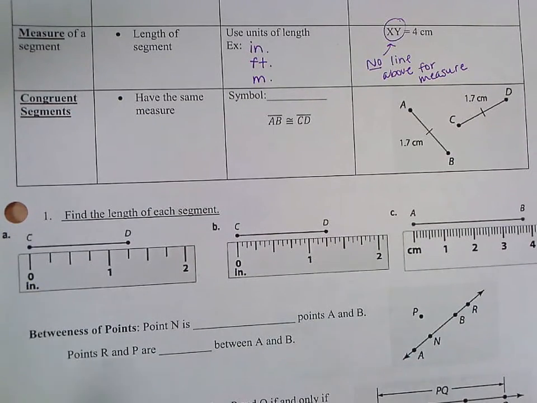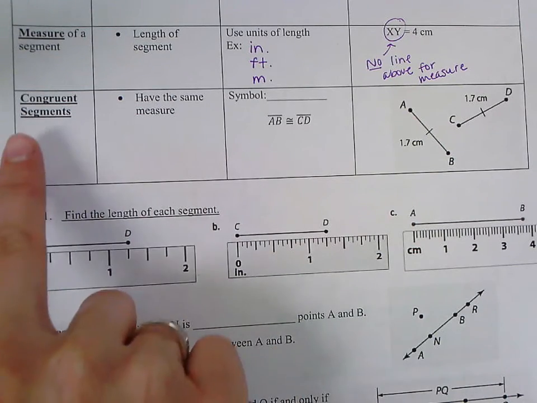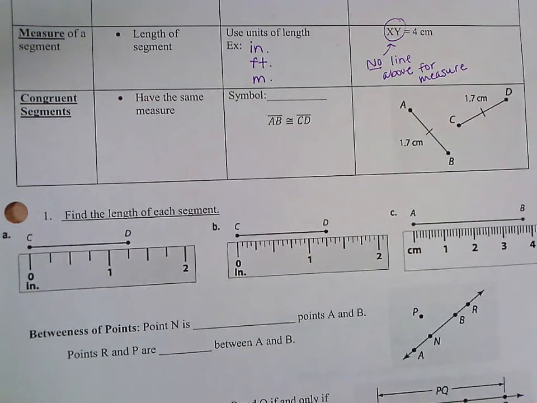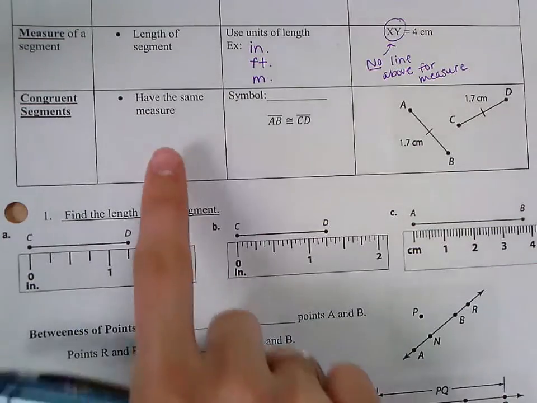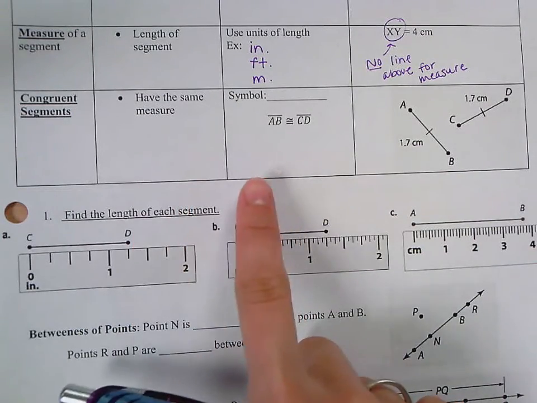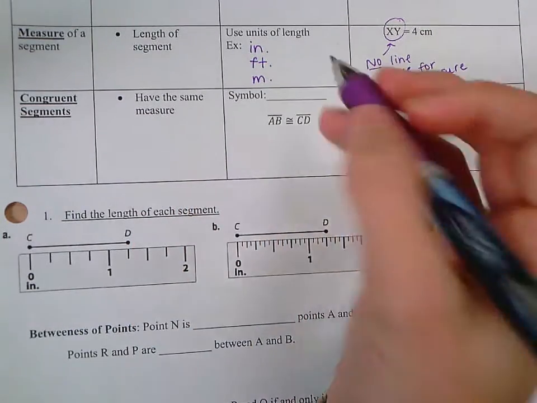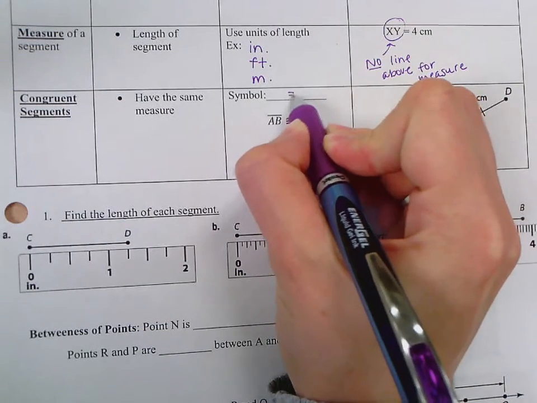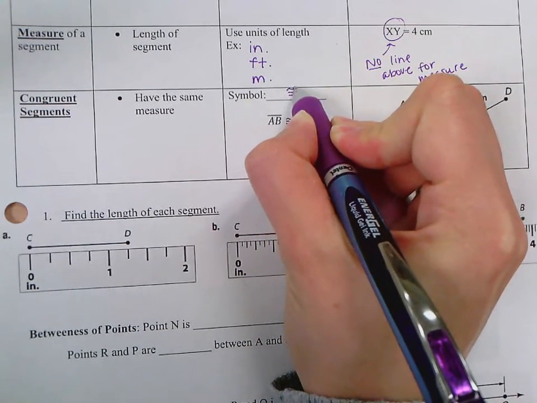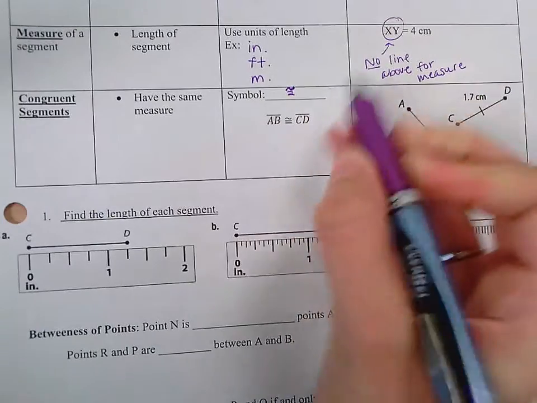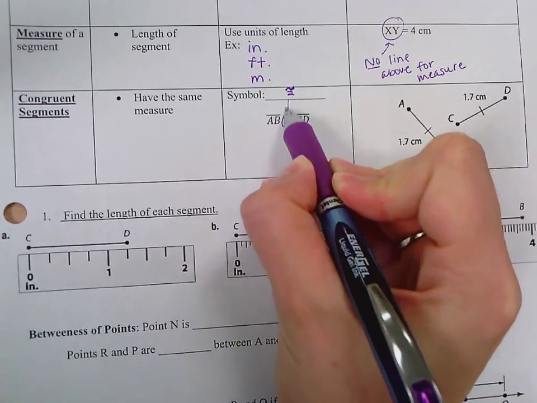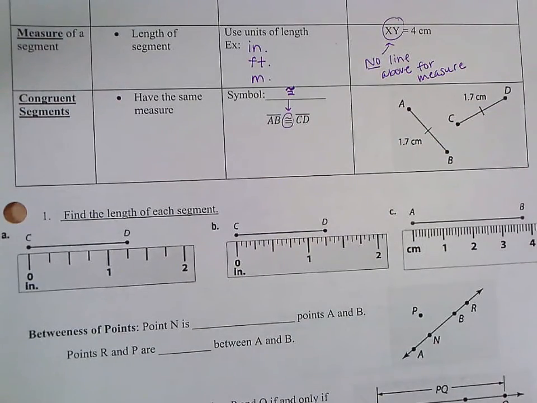And then we have congruent segments. Congruent means same measure. So segments that have the same measure are congruent segments. The symbol for congruent is an equal sign with a little tilde above it. It's right here, this symbol right here.